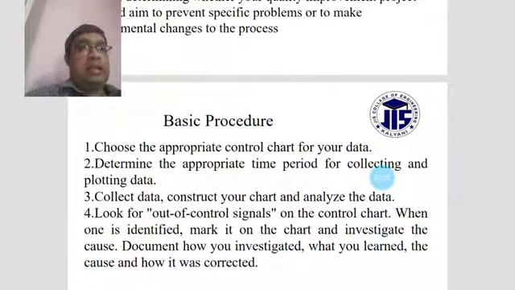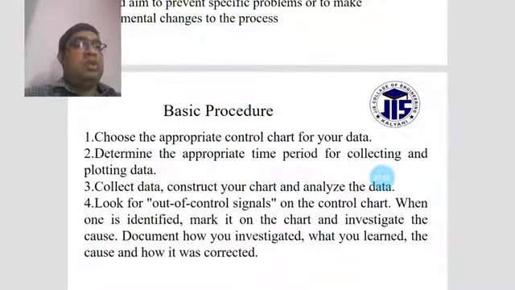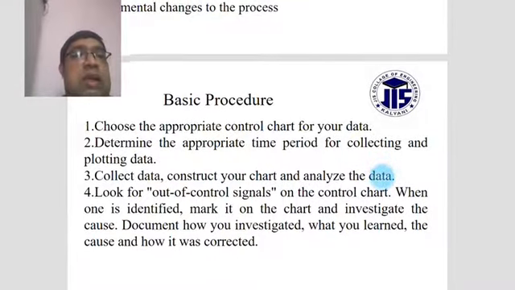Next, collect data, construct your chart, and analyze the data. Because you have to collect some data and use it to construct your chart, Excel sheets can also be available during the basic procedure you maintain. Then determine the appropriate time periods for collecting and plotting data, and always construct your chart and analyze the data.